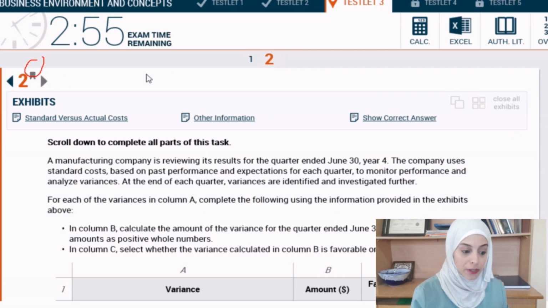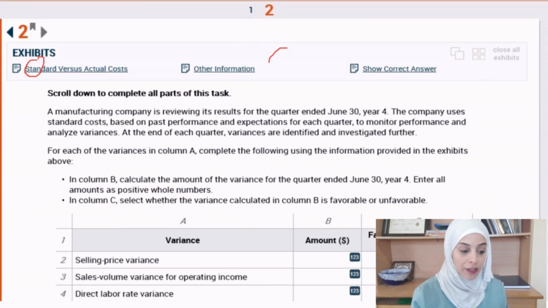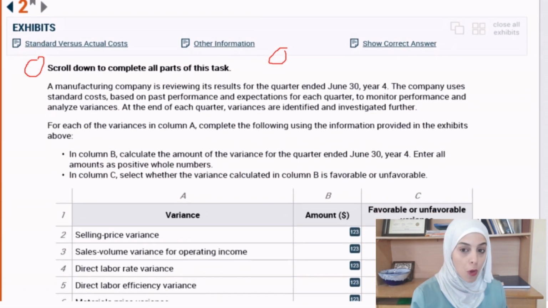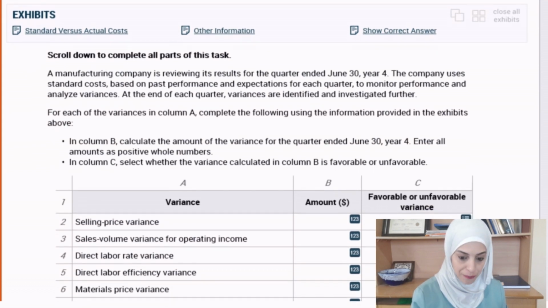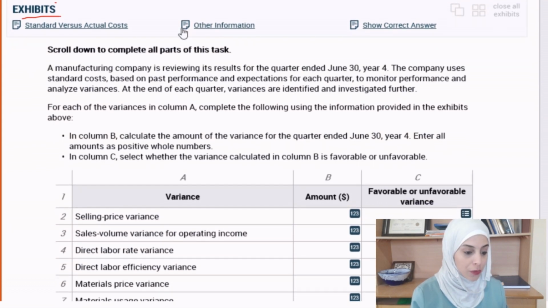Here are the exhibits. Also, you should always keep your eye on the exhibits and pay attention to them and review them all, because they include important information that you will need to solve the question. Okay, so here's the question. Let's quickly answer this question.